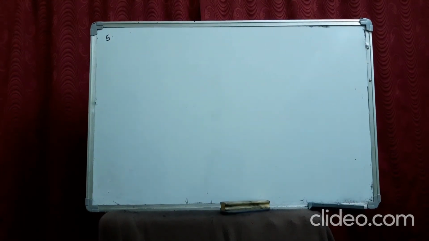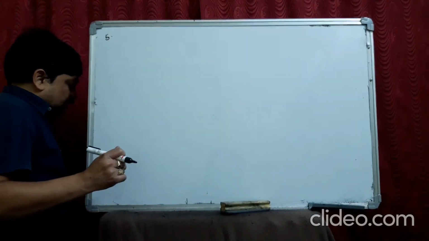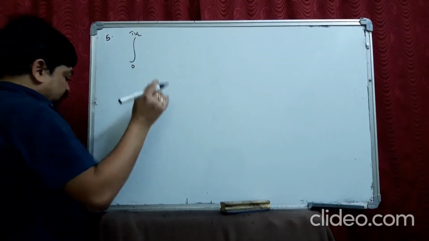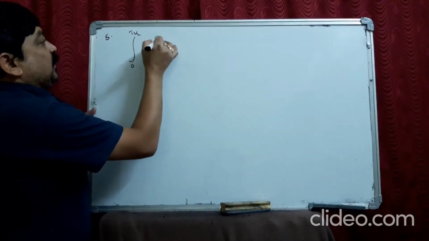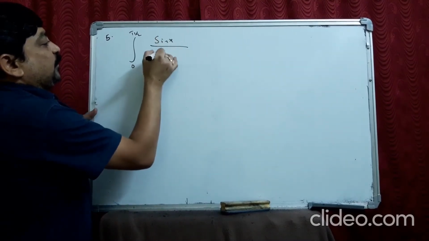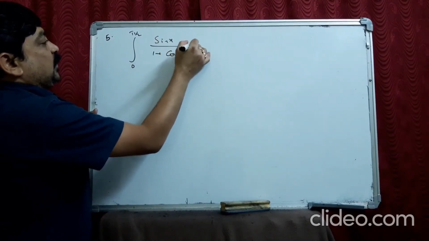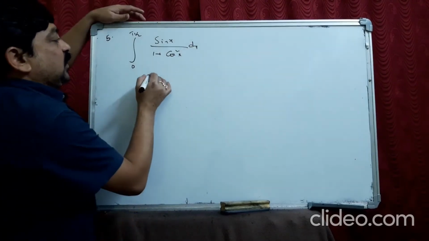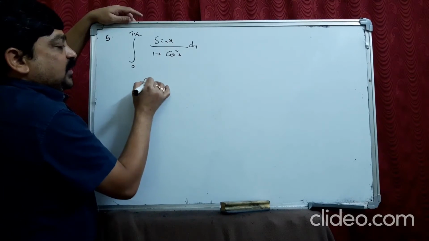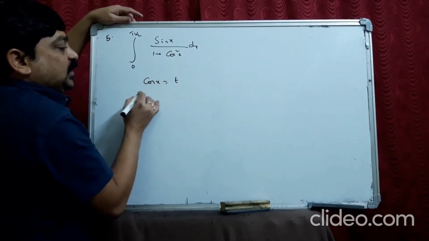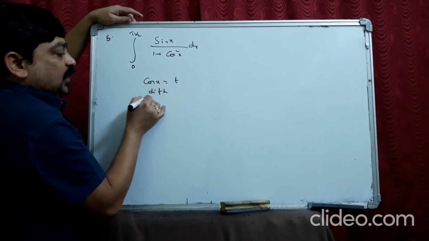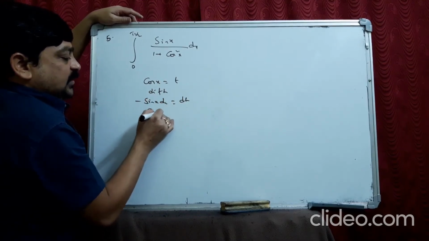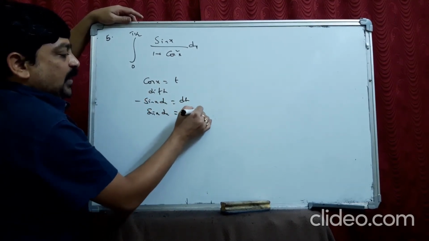Now see the fifth question. Integration 0 to pi by 2, sin x by 1 plus cos square x dx. What to be taken as t? Here, since the numerator is sin x, I take cos x as t. When I differentiate, it becomes minus sin x dx is dt. So sin x dx becomes minus dt.